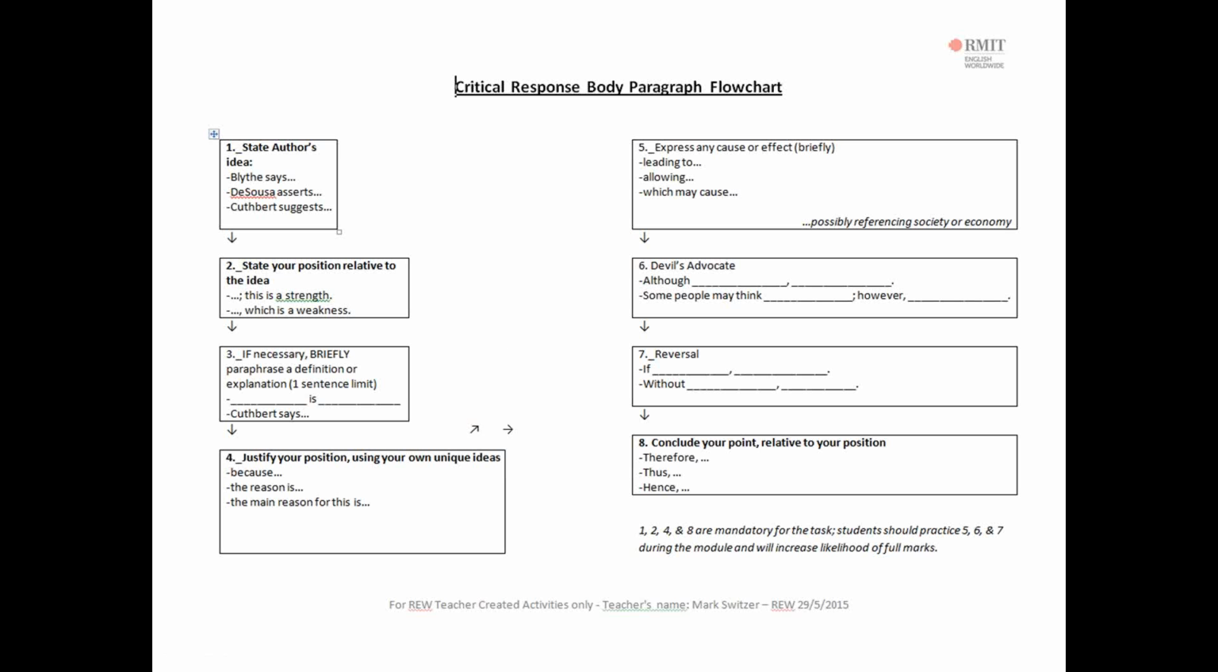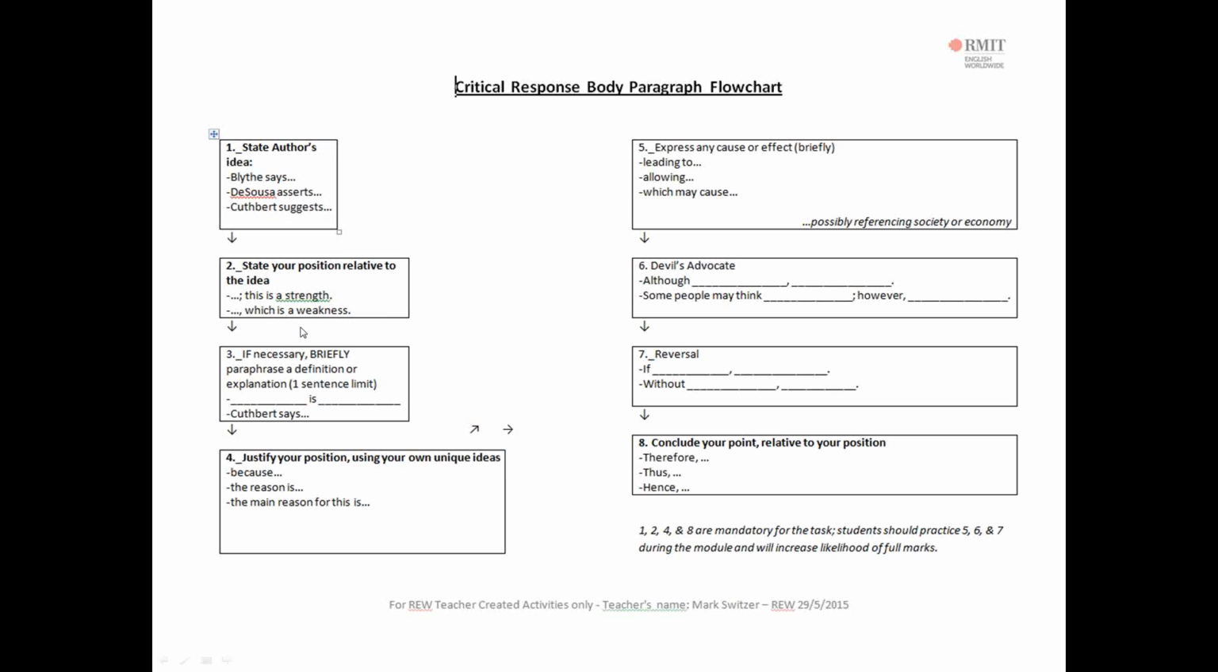What they have to do in this activity is read an article and then respond why they agree or disagree, and then of course support that. So they have to identify a point in the text and say why this is a weakness in his argument or a strength. I've modified it here. They first talk about the idea from the author, and then they put their position relative to it.